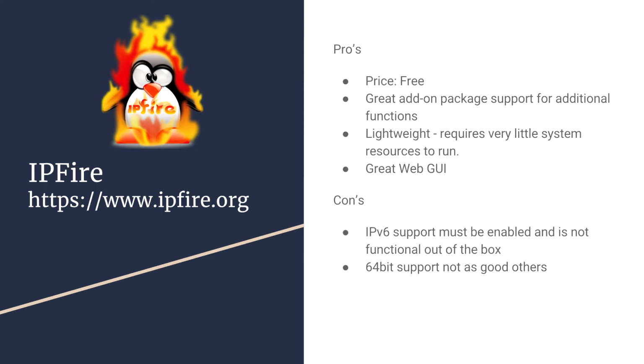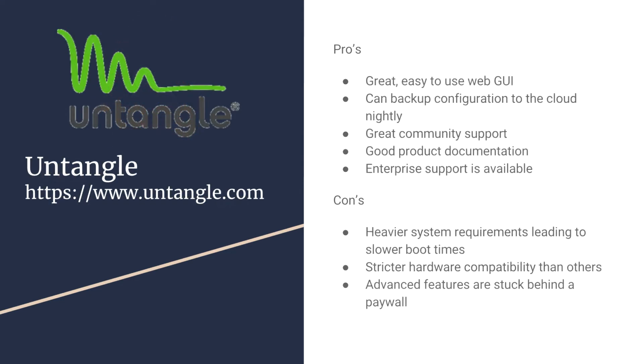The third one we looked at was Untangle. The pros: it has a great GUI and it can back up configuration in the cloud nightly. Great community support, good product documentation, and enterprise support is available. The cons are heavier system requirements leading to slower boot times, stricter hardware compatibility than others, and a lot of the features are stuck behind a paywall. You have to pay for it.